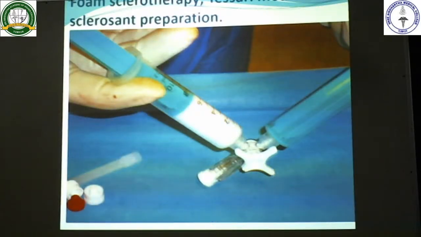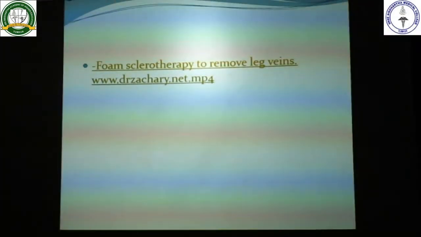In this image, how to create the foam? There is a method, okay? This is called Tessari's method. First, in one syringe they will take only the sclerosing agent and in another syringe air, and rapidly they will create the foam by pushing it into the other syringe, mixing. So this is the video. Okay, I will show you later.